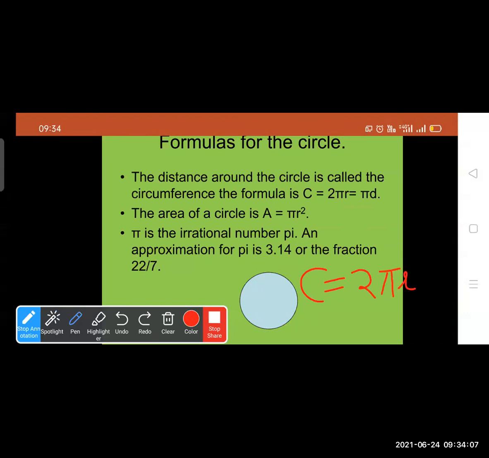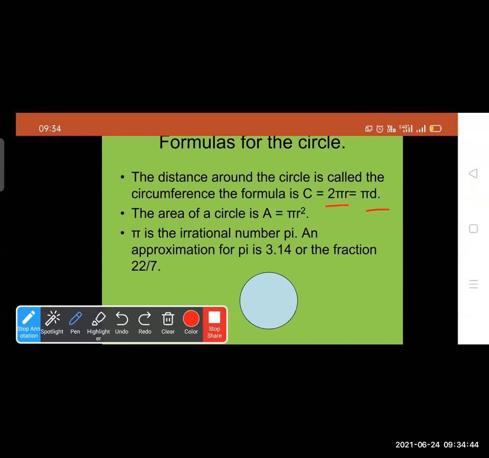Pi is irrational, meaning pi is a constant term. Pi is the constant term and that is approximately equal to 3.14 or in fraction 22/7. So we get circumference C is equal to 2 pi r. Here we take pi as it is and 2r. 2r is equal to d, so we get pi d. So we can find the circumference of a circle by using two formulas. First one is 2 pi r and second is pi d.